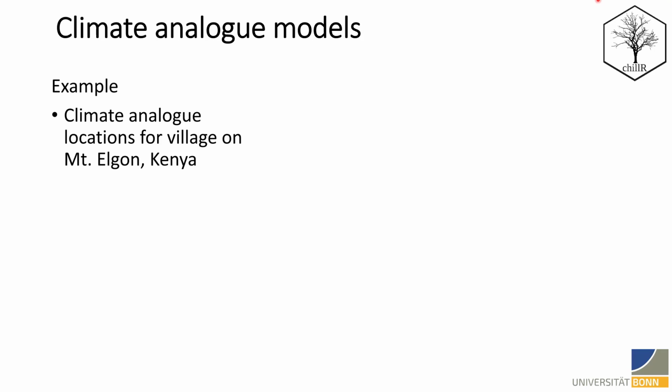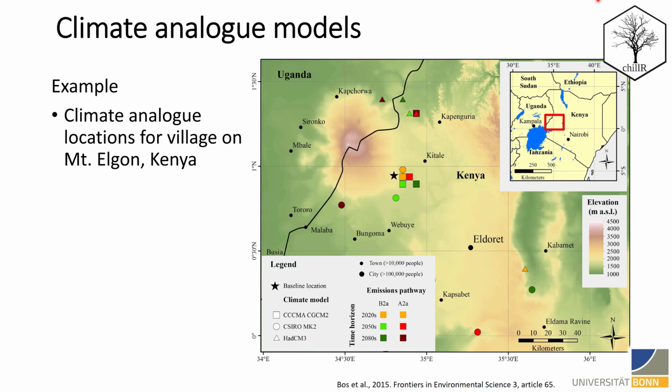An example, same general region here: climate analog locations for a village on Mount Elgon in Kenya. This is the baseline location. This is the location of that village. And then all these different symbols here represent climate analog locations, once again, for an ensemble of climate scenarios, a small ensemble. So each one of them represents the most similar pixel of this spatial data set we have here to the projected climate at the baseline location for one particular climate scenario.